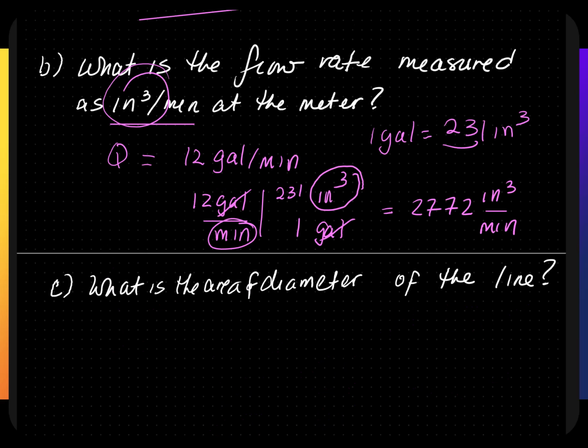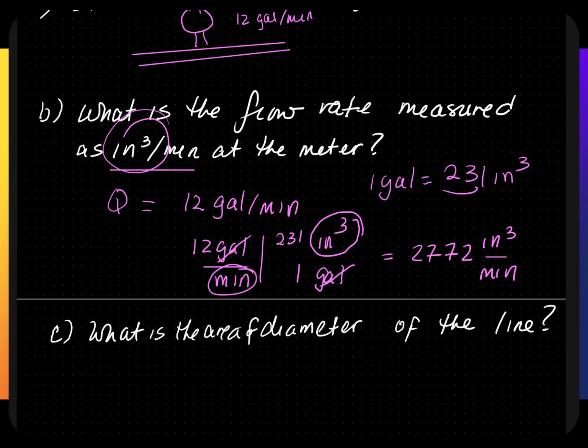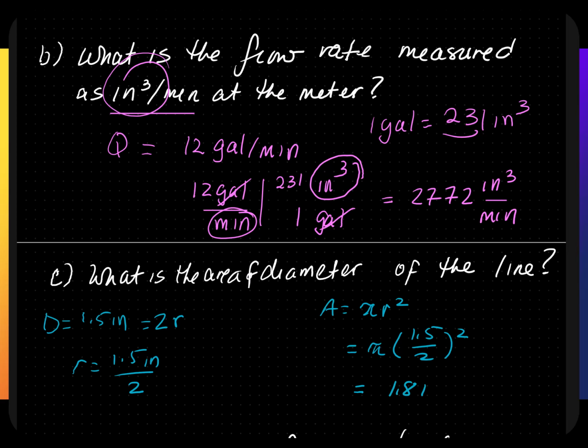So part C asks for the area of the diameter of the line. We know the diameter is 1.5 inch. D is equal to 1.5 inch, but we're looking for the cross-sectional area. That's going to be a circle because it's a pipe or a line which is circular. Area is going to be pi r squared. The diameter is equal to 2 times the radius, so r is going to be 1.5 inch divided by 2. If I plug this in, this is going to be pi times (1.5 divided by 2) squared. This is equal to 1.8 inch squared.